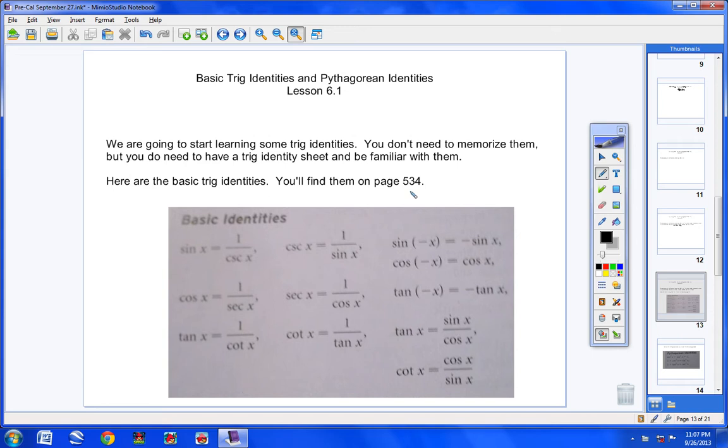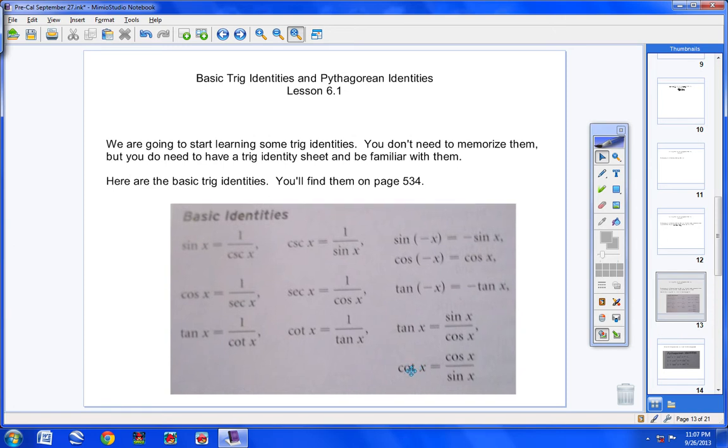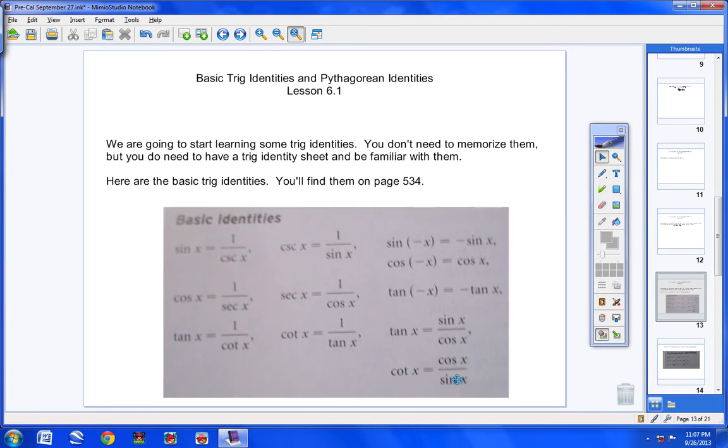Okay, sine of x equals 1 over cosecant x. Cosine of x equals 1 over secant x. Tangent x equals 1 over cotangent x. By the way, tangent equals something else. Tangent equals sine over cosine. Pretty cool. Cotangent equals cosine over sine. Cosecant equals 1 over sine, secant equals 1 over cosine, cotangent equals 1 over tangent.